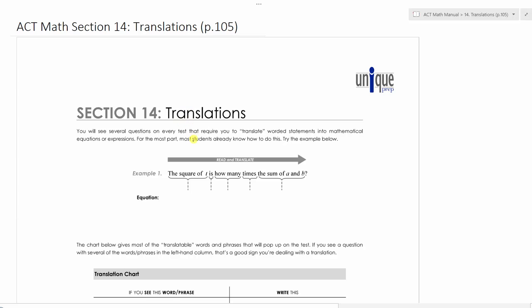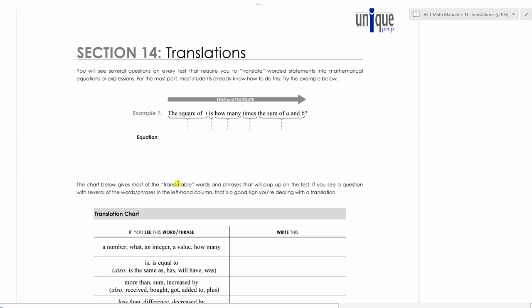Section 14 deals with mathematical translations, which basically involve questions that have words and phrases that can be directly translated into an algebraic expression or equation. So example 1 is a good place to start to show you what a translation might look like. You might want to do this on your own. If so, pause the video.